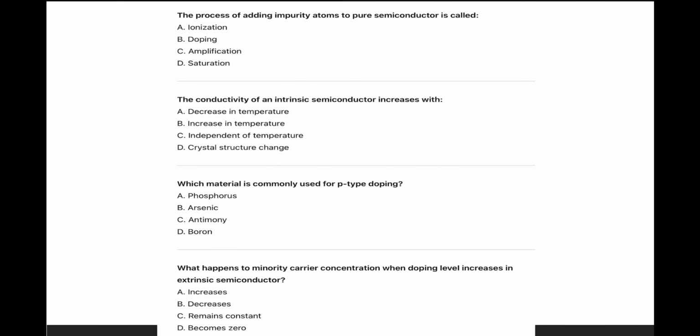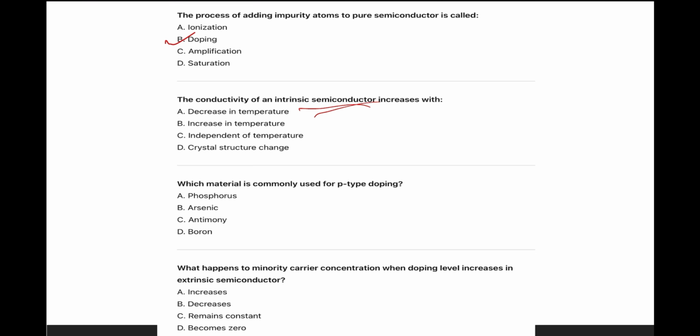The process of adding impurity to pure semiconductor is known as option A, ionization. Option B, doping. Option C, amplification. Option D, saturation. The answer is option B, doping. Conductivity of a semiconductor increases with option A, decrease in temperature. Option B, increase in temperature. Option C, independent of temperature. Option D, crystal structure change.